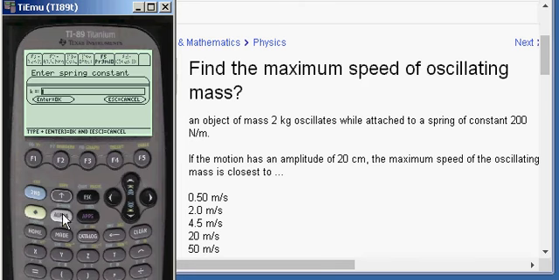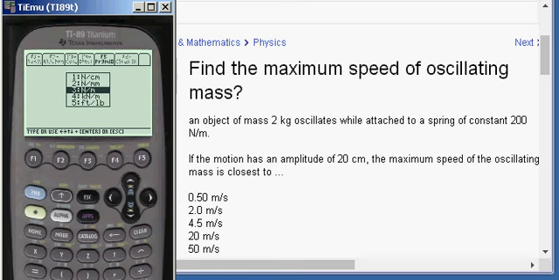Spring constant, alpha 200, Newton meter. Sometimes they give you Newton per centimeters, Newton per millimeters, even foot pounds, okay? So I've seen those in problems, which I program.